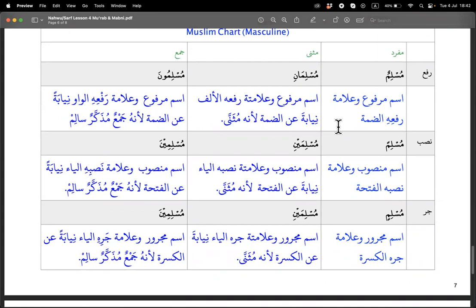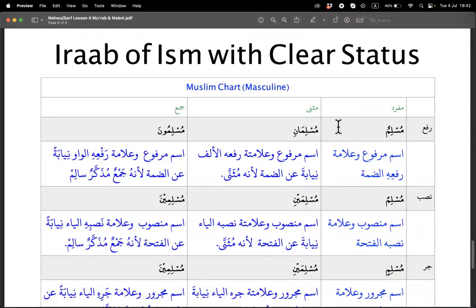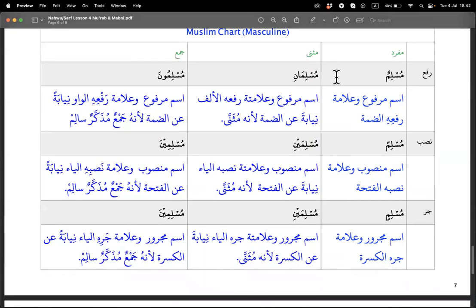So we are now talking about the Irab of Ism with clear status. Remember just now we have Ism that don't change, like Musa, like Yahya. We're not talking about those. We are talking about the ones that we can change the status. Muslimun, Kitabun can become Kitaban, all those words. So if it's Rafa status, we will say Ism Marfu wa alamatu raf'ihi ad-dhammah.